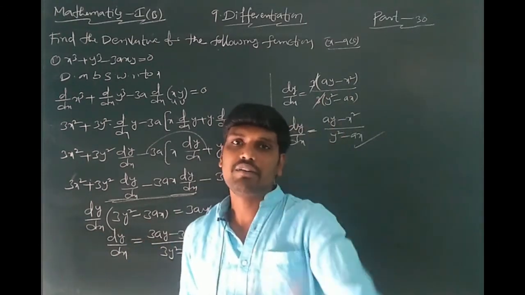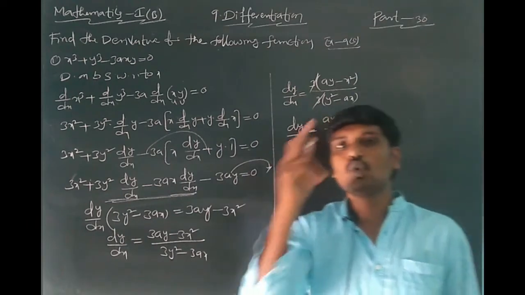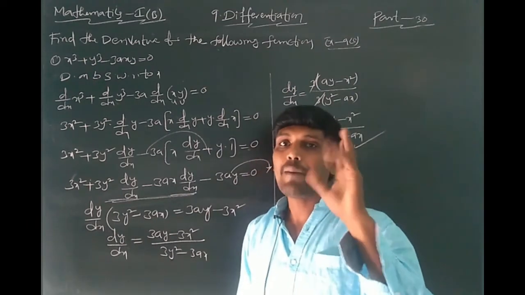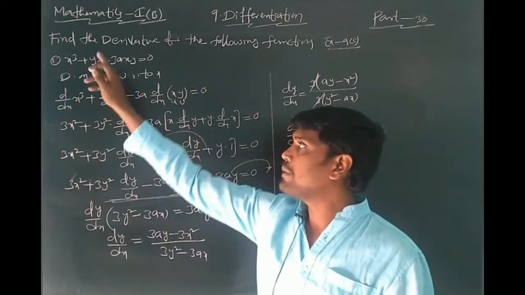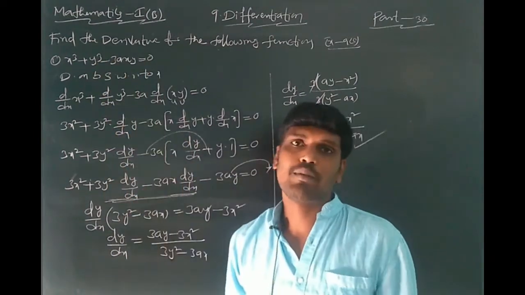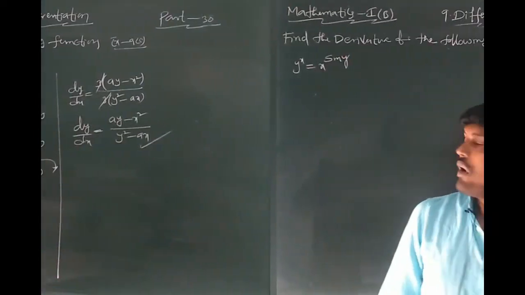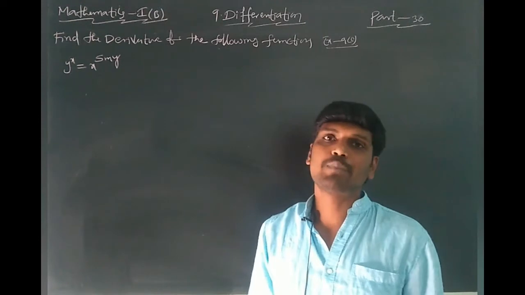You can find dy by dx in this way. This is a 2-marks important problem in implicit functions in the examination. This is a model problem for 2 marks. The problem is y power x is equal to x power sin y.